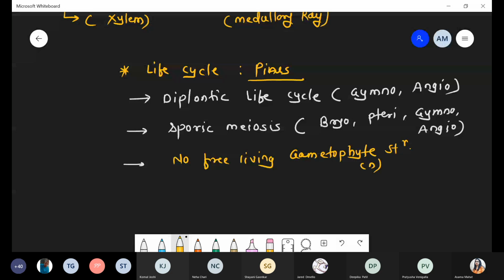So the plant, that is the Pinus plant, shows the diplontic life cycle.